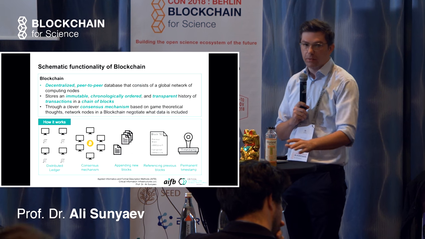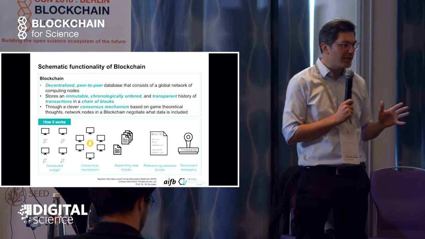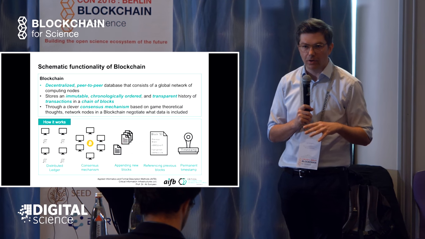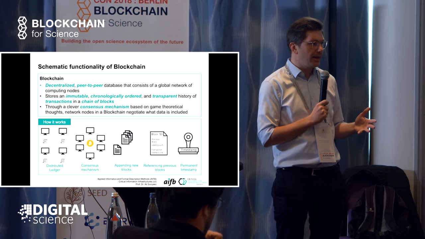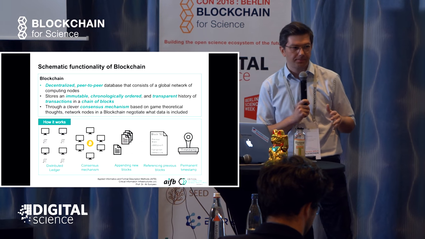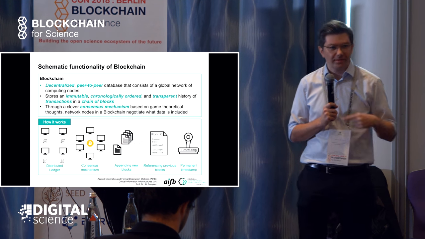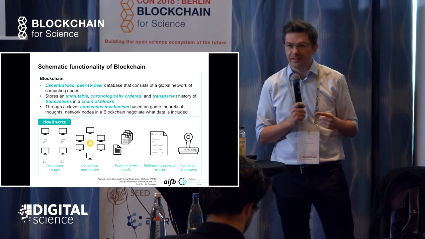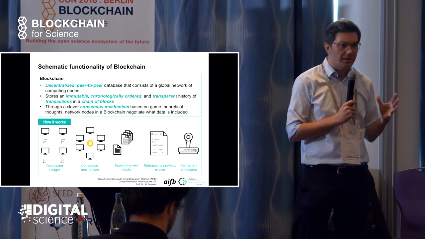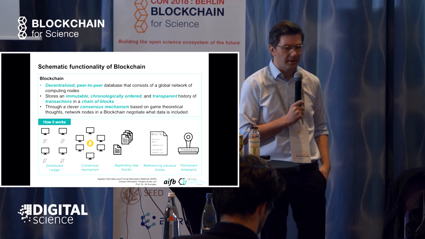So what is actually blockchain? I'm a professor, so I always like definitions. Blockchain is a decentralized peer-to-peer database that consists of a network of computing nodes. And this database stores an immutable, chronologically ordered, and transparent history of transactions. And transactions store the information in a chain of blocks. That's why the name blockchain. And these nodes use a very clever consensus mechanism that is based on game theoretical thoughts to negotiate what is actually included into the database.